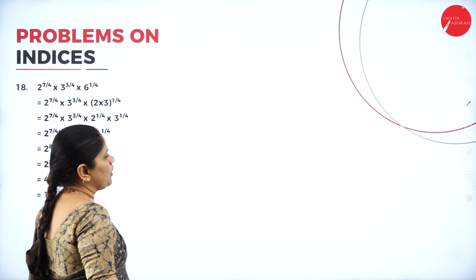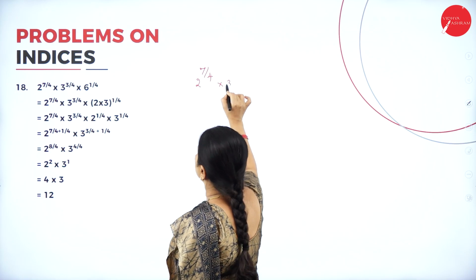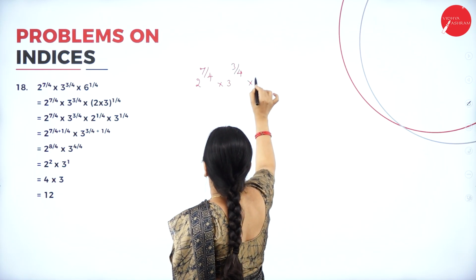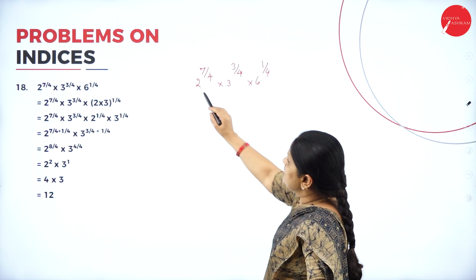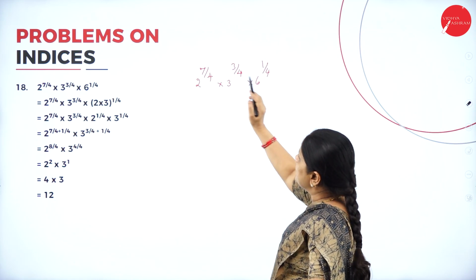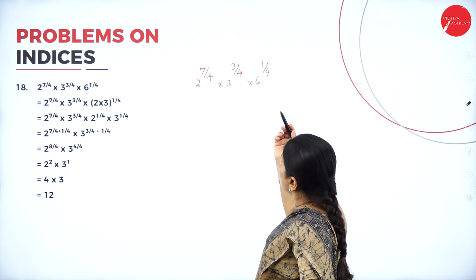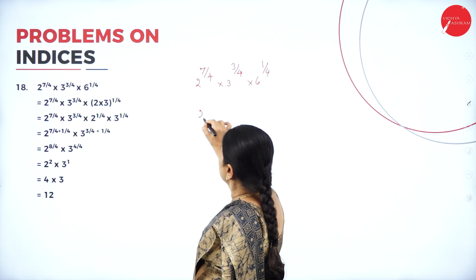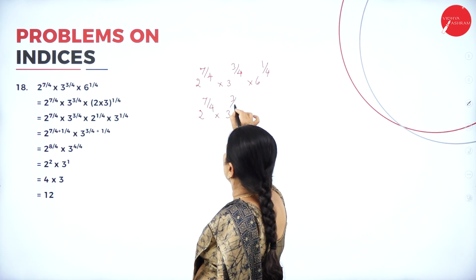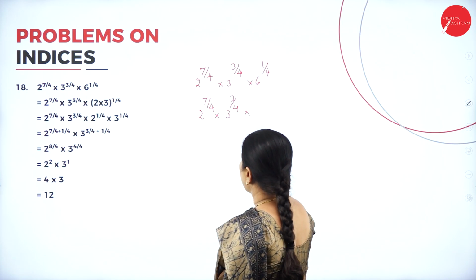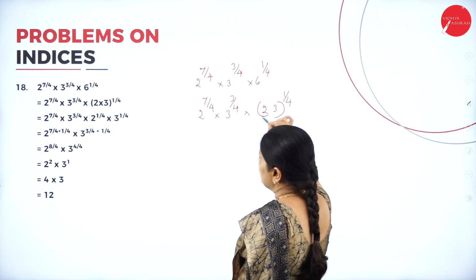Now, the next problem, 2 to the power of 7 by 4 into 3 to the power of 3 by 4 into 6 to the power of 1 by 4. Here, if you can see, the bases are different, the powers are also different. So, when you get such an expression, what should we do? This 6, I will split it, so 2 into 3 to the power of 1 by 4.